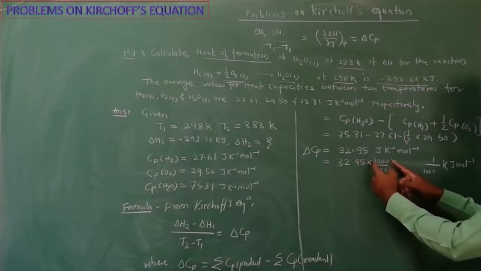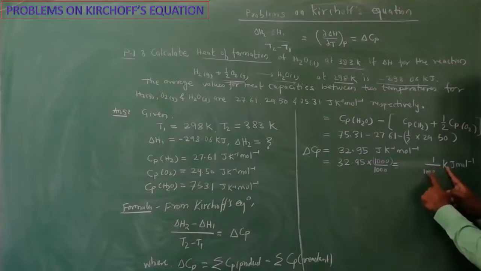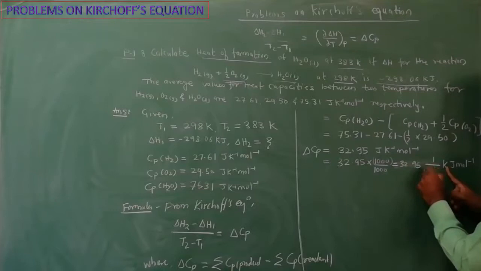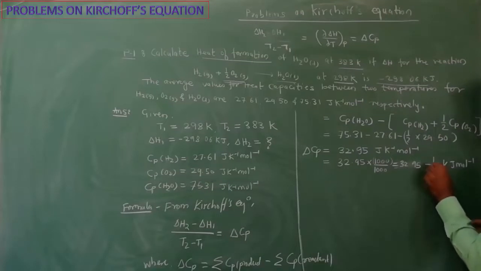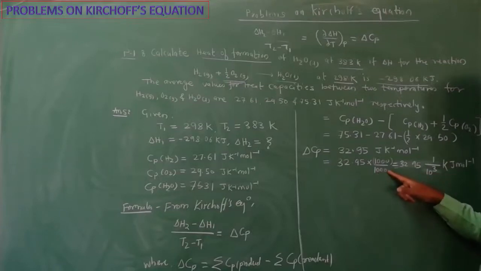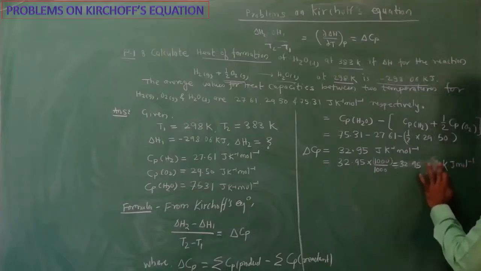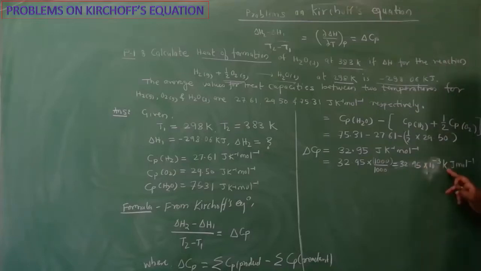I have taken this 1000 as a k. I have replaced this 1000 by k and 1 upon 1000 as it is, and this term is 32.95 into 1 upon 1000. Is this 1000? 1000 is nothing but 10 raised to 3. If I take this 10 raised to 3 on the numerator side, then the value becomes 10 raised to minus 3 kilojoule per mole.